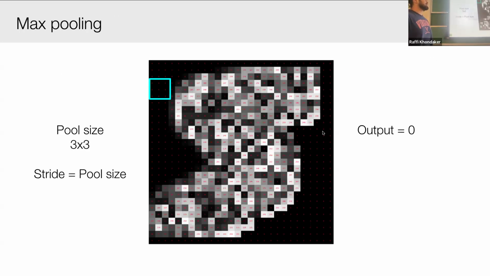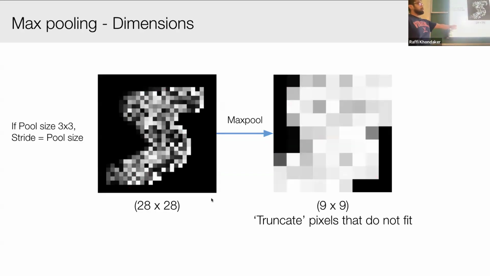Again, the whole point of max pooling is to reduce your image size, right? So, we start with a 28 by 28 image, for example. And if our max pooling window size is 3 by 3, we end up with a 9 by 9 image, right? In this case, to talk in CNN terms, our stride is equal to the pool size. If it's 3 by 3, we're sliding our window by 3 pixel long intervals.